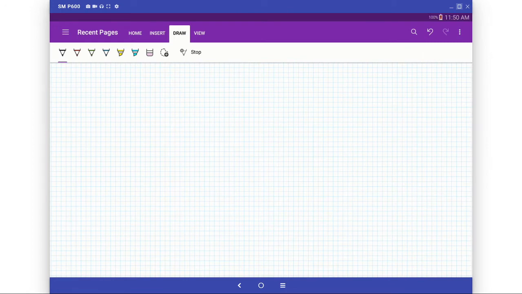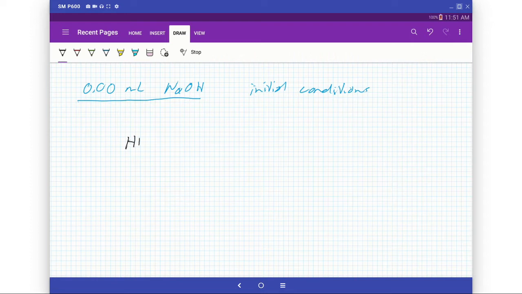Part C is the one that's going to take us a bit because we have a number of calculations that we need to do. And we're going to start with the non-addition of sodium hydroxide, or 0.00 mL of NaOH. And of course, this would be our initial conditions. We don't have a neutralization reaction because we haven't added any sodium hydroxide, so we're simply left with HF being in equilibrium with H plus and F minus.